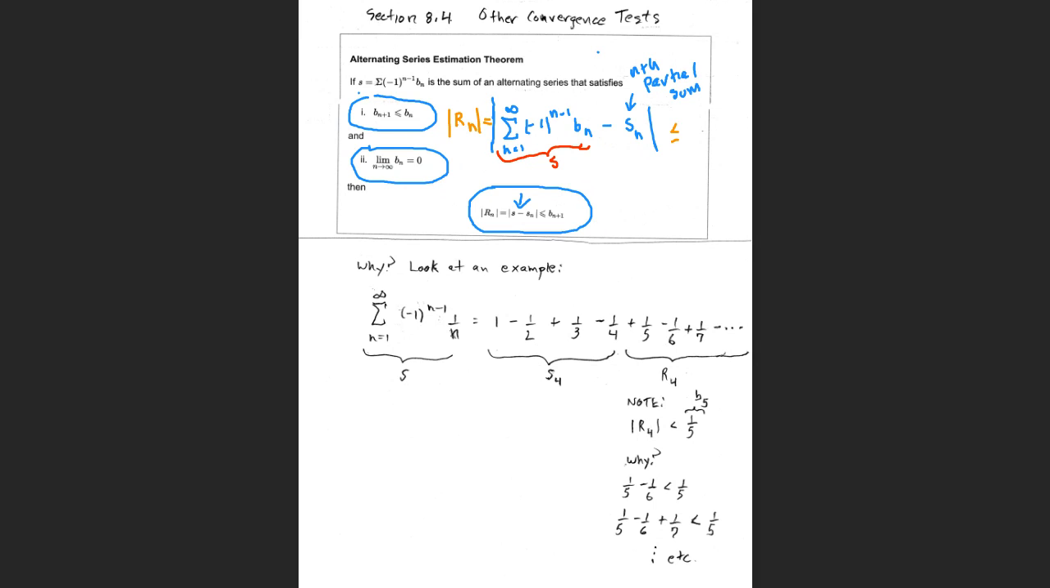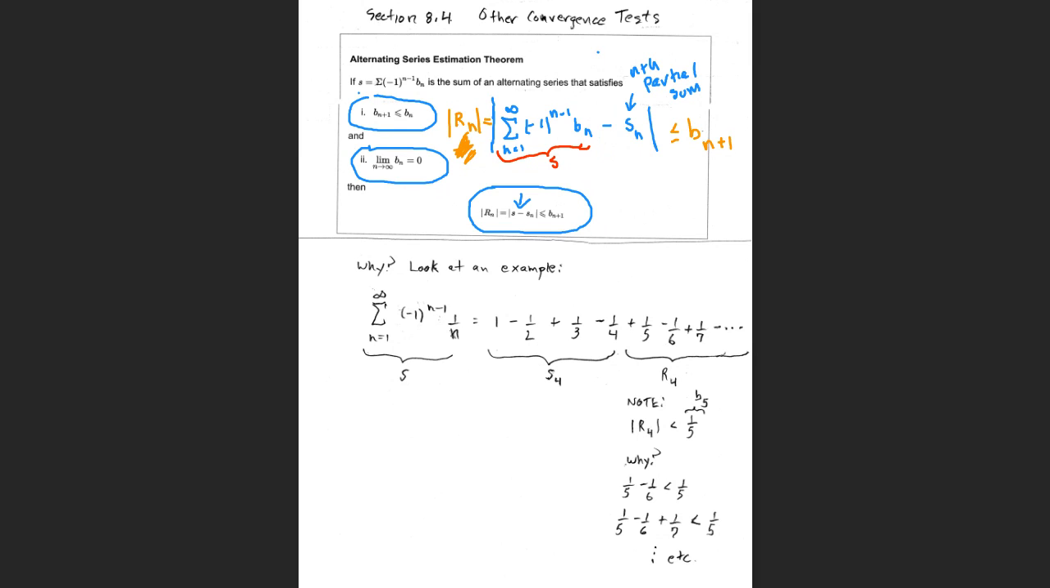So by the alternating series estimation theorem, the remainder, or the error in estimating your series with the nth partial sum, would be less than or equal to the n plus first term of the series. If you go back and look at the picture at the beginning of section 8.4 in figure 1, I think you'll intuitively see why this has to be true. But I have a little example to help you feel comfortable with it.